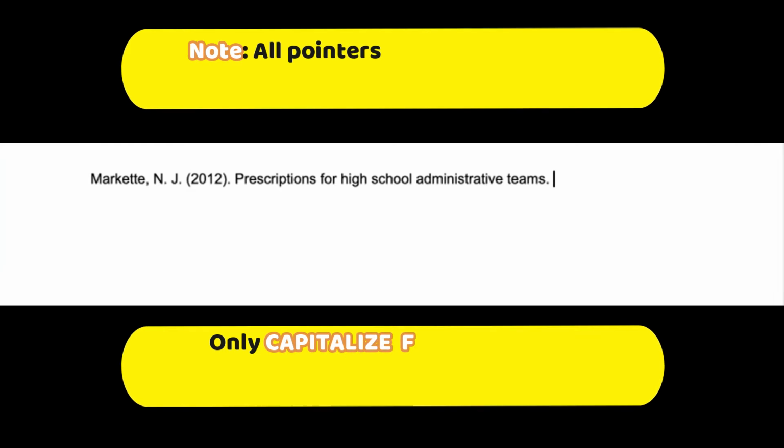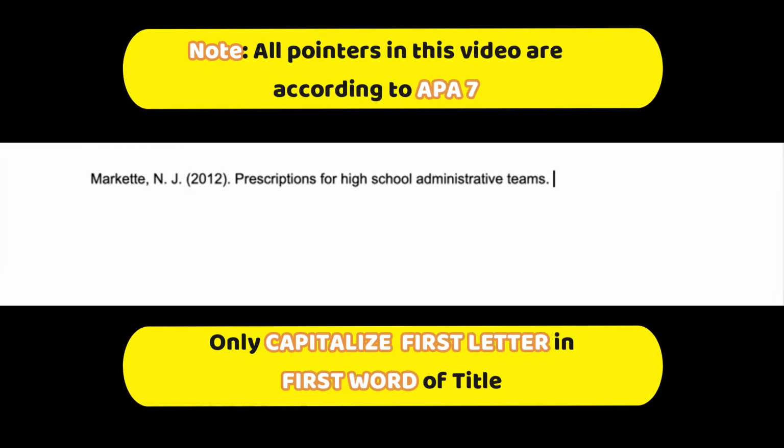So the next section of the reference would be the title of the article. So it's Prescriptions for High School Administrative Teams. In APA 7, you only capitalize the first word. It's followed by a period and a space.